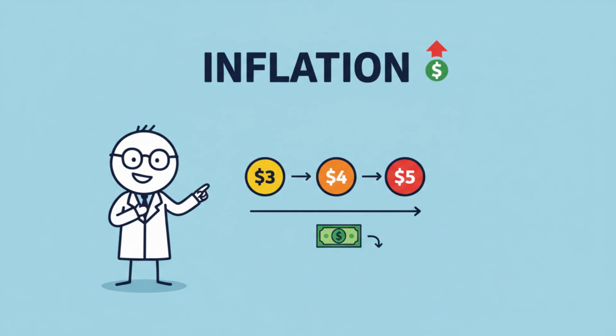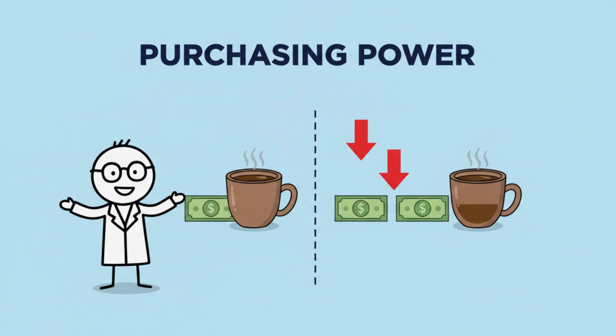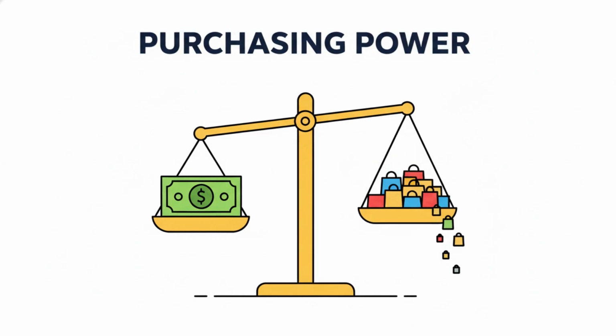Inflation. The rate at which the general level of prices for goods and services rises over time. When inflation happens, each dollar you own buys you less stuff. Your money loses purchasing power. Purchasing power. The amount of goods or services that one unit of currency can buy. If a coffee cost $3 last year and $4 this year, your dollar has less purchasing power.